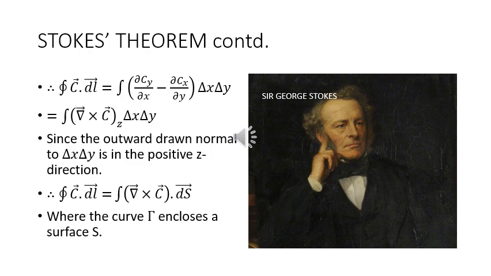In this slide on the right hand side, you can see a photograph of Sir George Stokes, which I have taken from Wikipedia. And continuing with Stokes theorem, we say, therefore, the closed integral C dot dl is equal to the integral of delta Cy by delta x minus delta Cx by delta y, delta x, delta y. As you can see, the expression within the brackets is nothing but the z component of the curl of C. Since the outward drawn normal to delta x delta y is in the positive z direction, we can now effectively write this as closed integral C dot dl is equal to integral of curl of C over the surface area dS, where the curve gamma encloses the surface S.